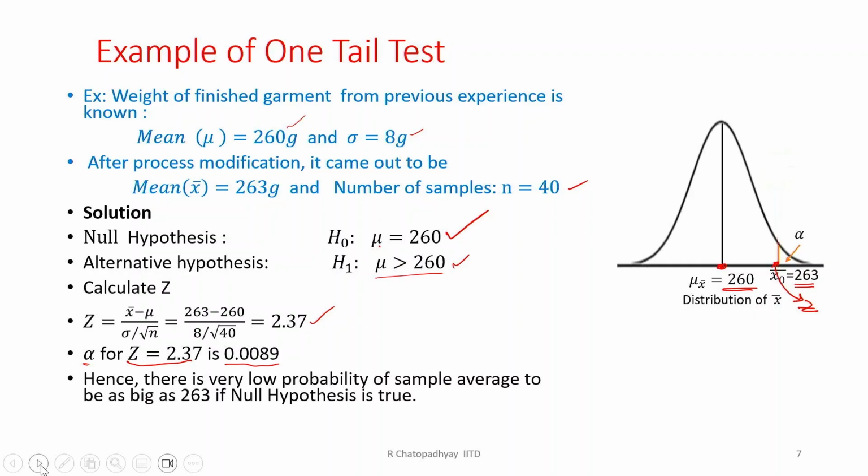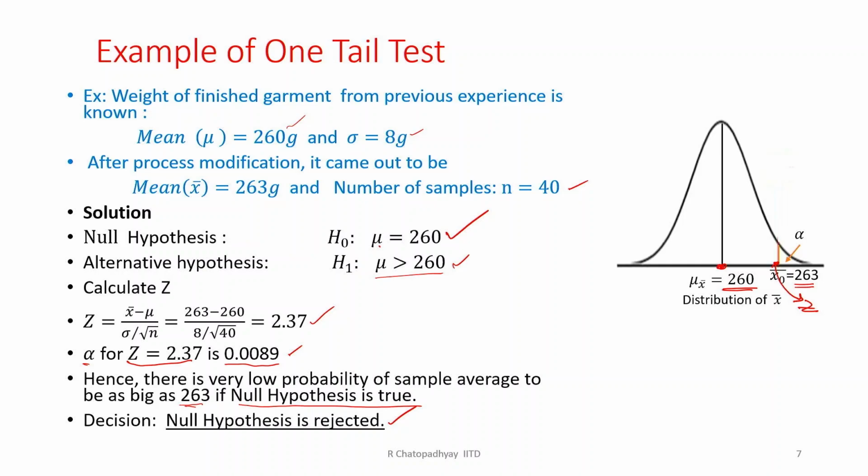So alpha is found to be this. Hence, there is a very low probability. The alpha is very, very low here. That means this distance is too large. The difference is too large. So hence, there is a very low probability of the sample average being as big as 263 if the null hypothesis is true. So the decision is that the null hypothesis is not true. So the null hypothesis is to be rejected.